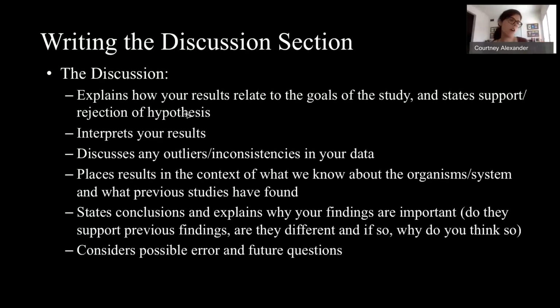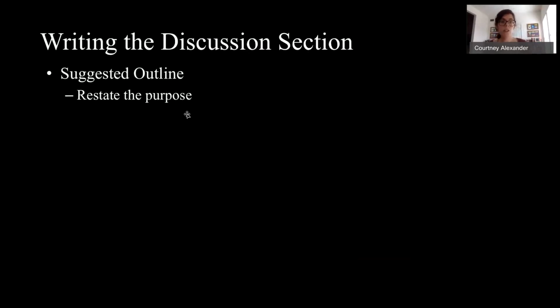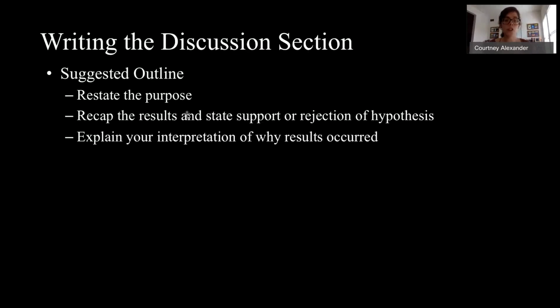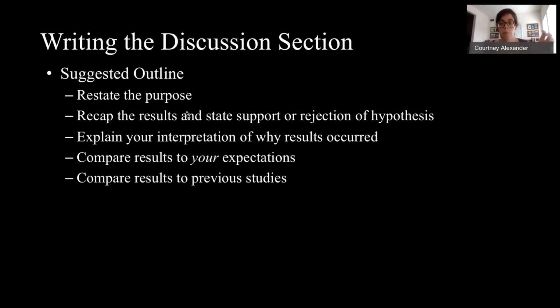And this, if you are a prolific science writer, will set the scene for your next paper. So in the future, we're going to look at this thing, and hopefully you'll end up doing that. So a suggested outline is: you want to restate the purpose of your experiments, and then recap the results and state whether it supports or rejects a hypothesis. And then you want to explain your interpretation of why the results occurred at a biological level. And then compare the results to your expectations, and then compare them to previous studies.